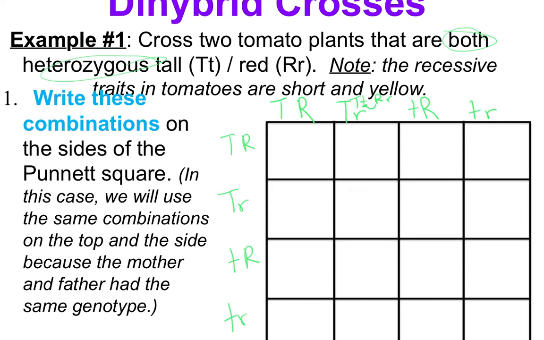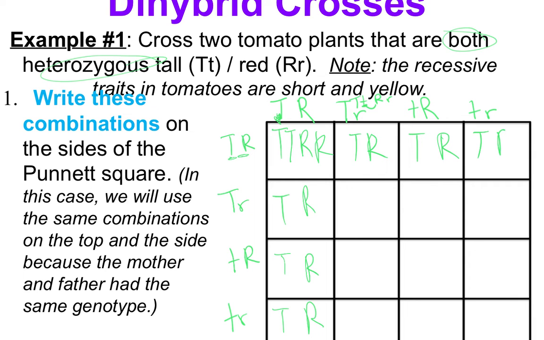And now we're just going to carry them all the way down. So I'm going to take this big T right here, put it all the way down. And this big R, put it all the way down. All right, and then this big T, I'm going to put it all the way across. And this big R, all the way across. And now we're going to fill in the whole entire box.